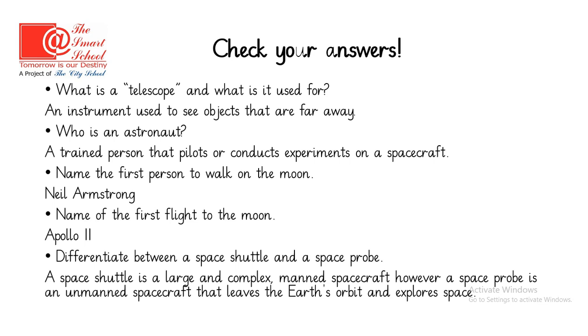Now check your answers. What is a telescope and what is it used for? A telescope is an instrument used to see objects that are far away. Who is an astronaut? An astronaut is a trained person that pilots or conducts experiments on a spacecraft. Name the first person to walk on the moon. Neil Armstrong. Name of the first flight to the moon. It's Apollo 11.